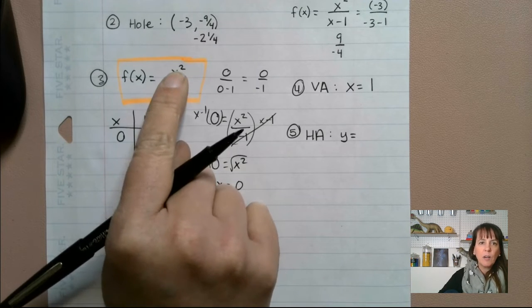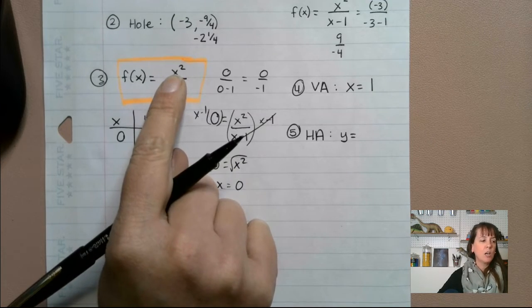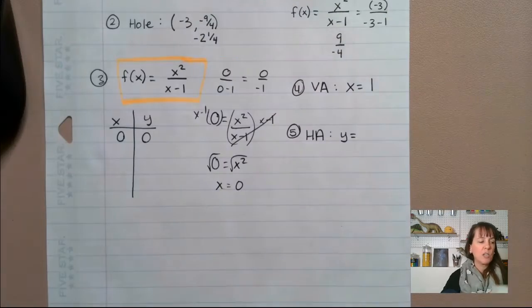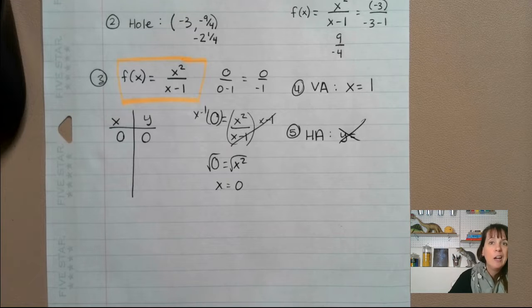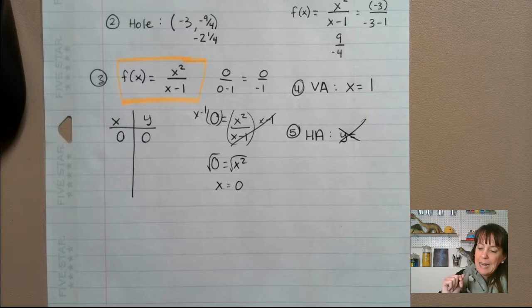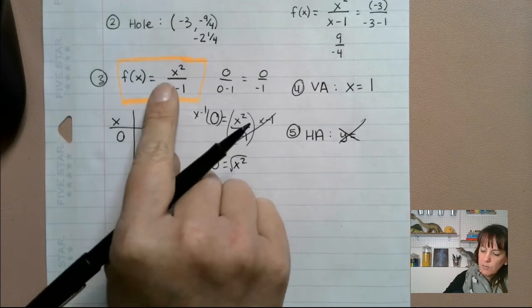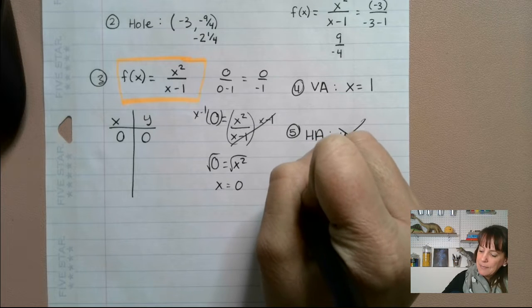This is x squared on the top and x to the 1 power on the bottom. So the top is larger. If our top is larger, we have no horizontal asymptote, but we're going to check for a slant. So we don't have a horizontal asymptote, which means we need to check for our slant asymptote. That's why I highlighted it, otherwise I'm going to miss it.